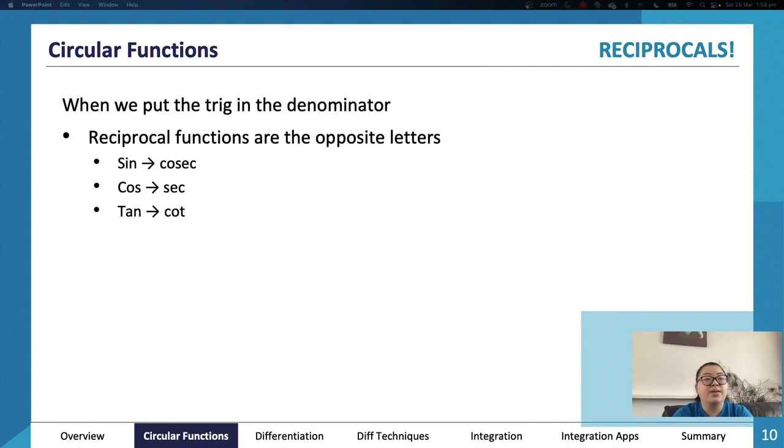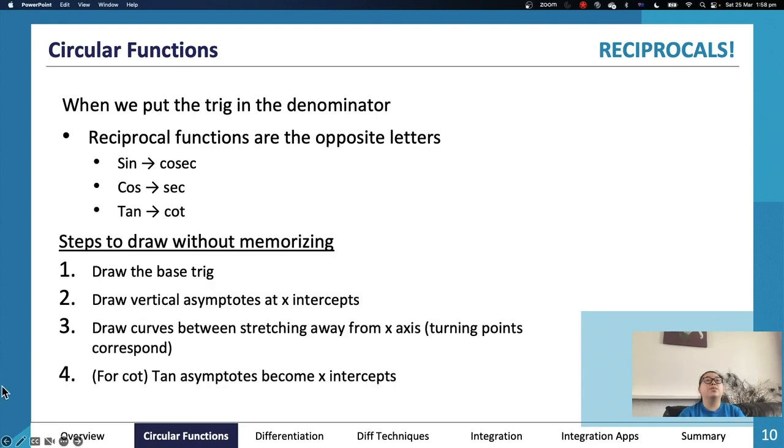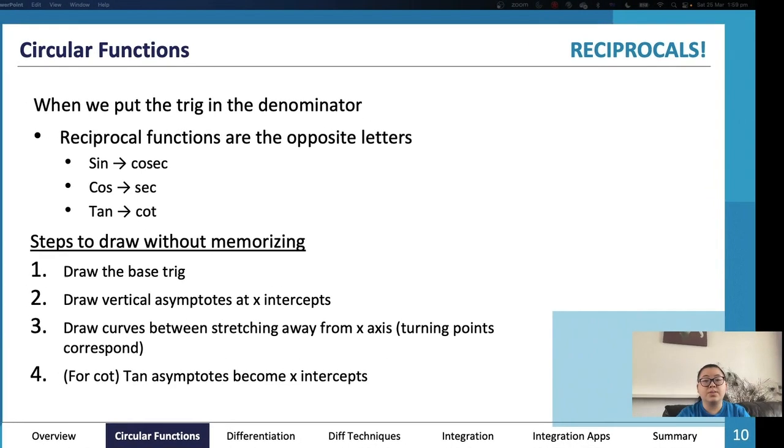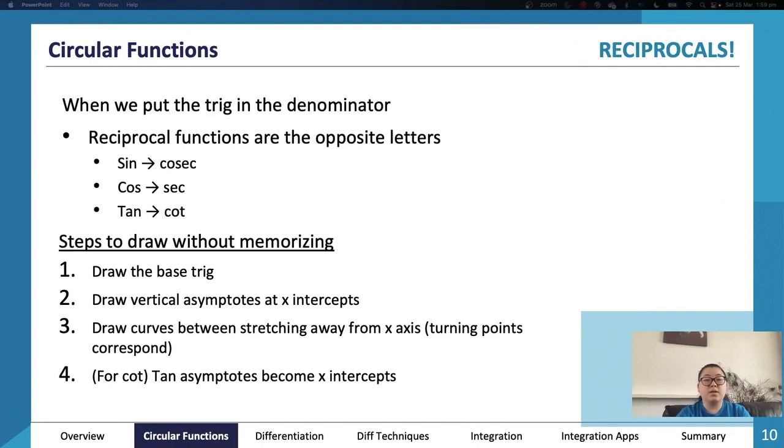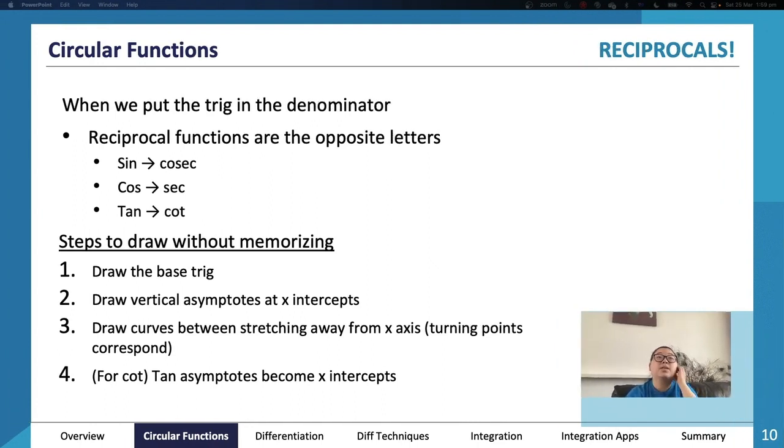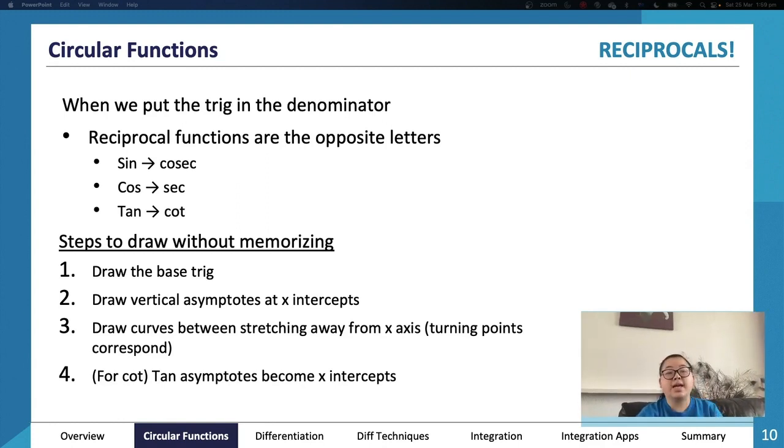Alright, cool. Let's talk about reciprocal first. What we do is we just put the trig in the denominator. So cosec is going to just be 1 over sine, which is what we have here. And we'll have cos equaling sec and tan equaling cot.